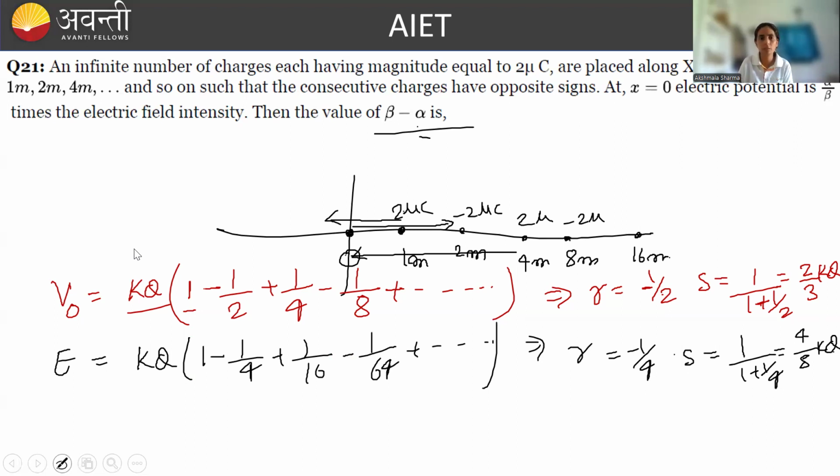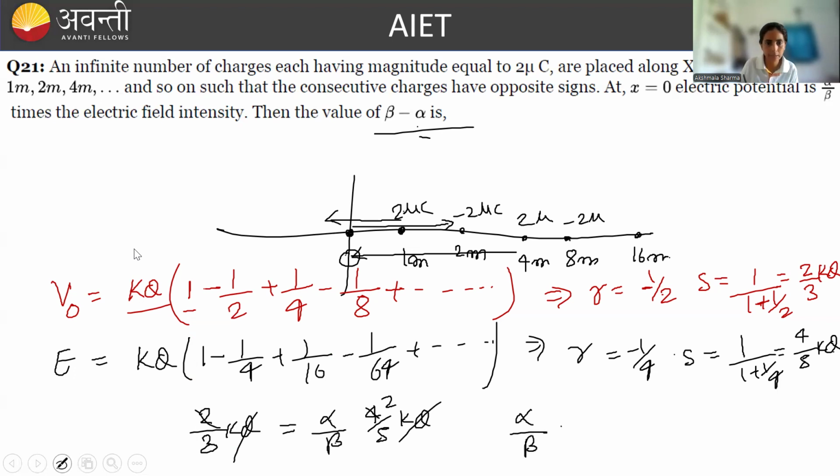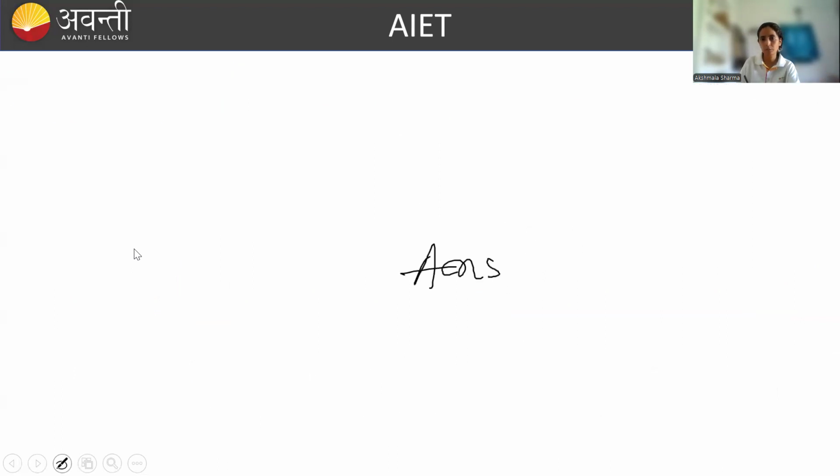Now electric potential, that is 2/3 kq, is equal to alpha by beta times electric field intensity, that is 4/5 kq. You cancel both of these. So this is 2, and alpha by beta is equal to how much, alpha by beta is equal to 5/6. So if you're doing beta minus alpha it will be 1, because beta is 6 and alpha is 5. So the correct answer will be what? It will be 1.